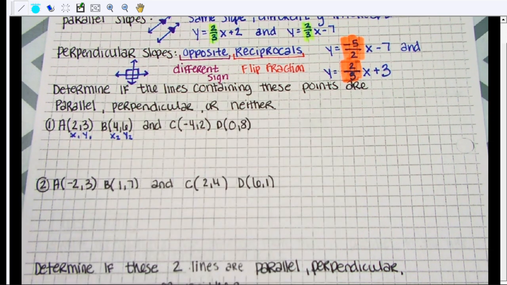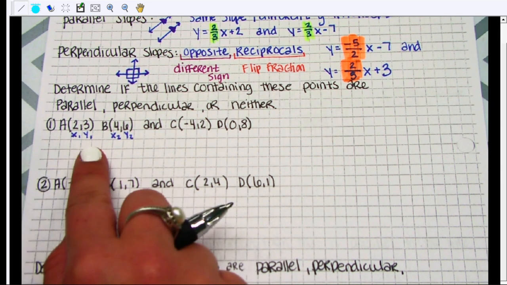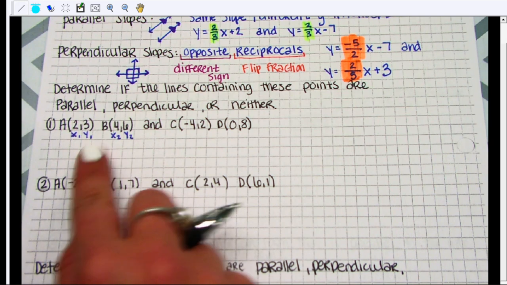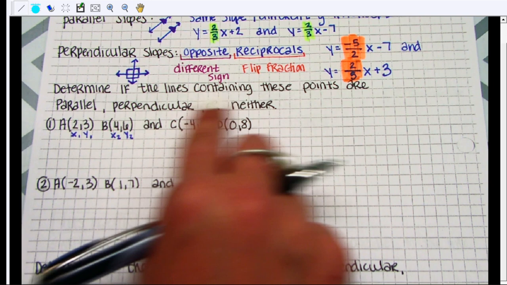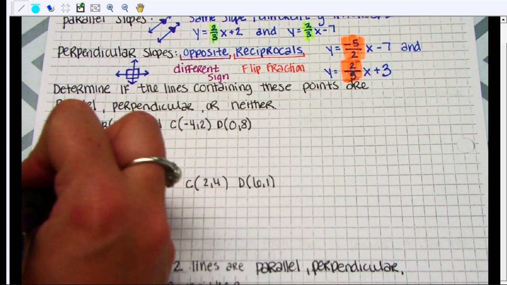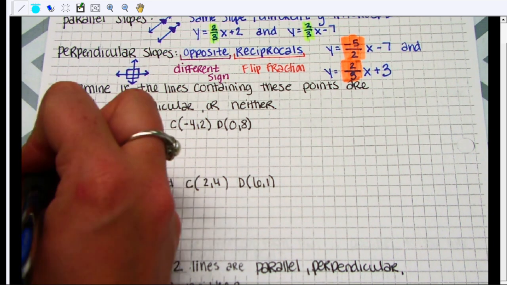So the first thing I'm going to do is I'm going to just break these up. I'm going to do the slope of these 2 points first. Then, once I get a fraction answer for that, I jump over here and I do it again. Then I compare. So what is the equation for slope? Y2 minus y1 over x2 minus x1.